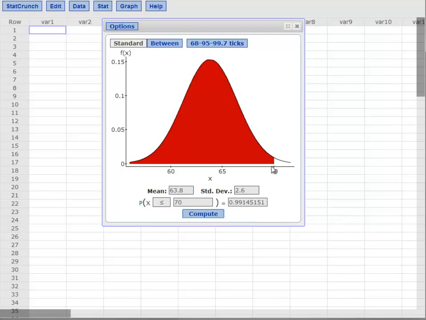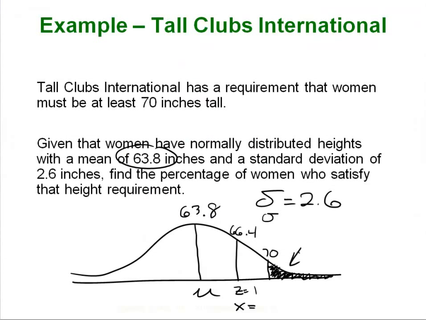But we want the stuff above it, so all we have to do is 1 minus that. If we went down here and did equals 1 minus 0.99145, it doesn't work. This isn't the same thing as Excel. It doesn't work that way, unfortunately. So you'd have to do this in your calculator or by hand, but you can see that it's going to be 0.0085 if we round. According to StatCrunch, we get 0.0085.